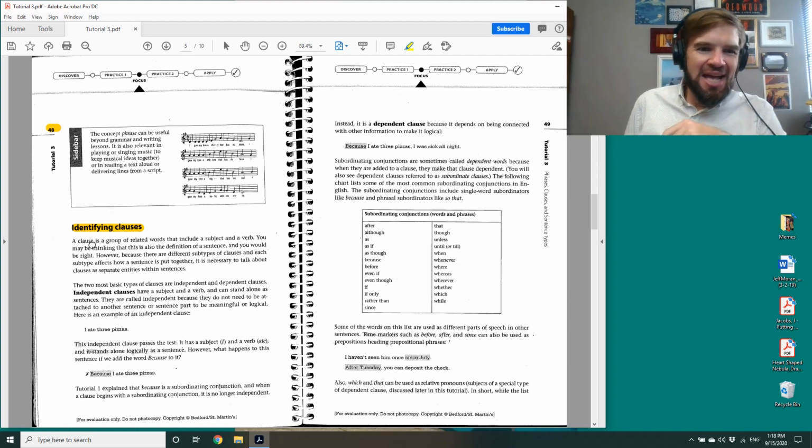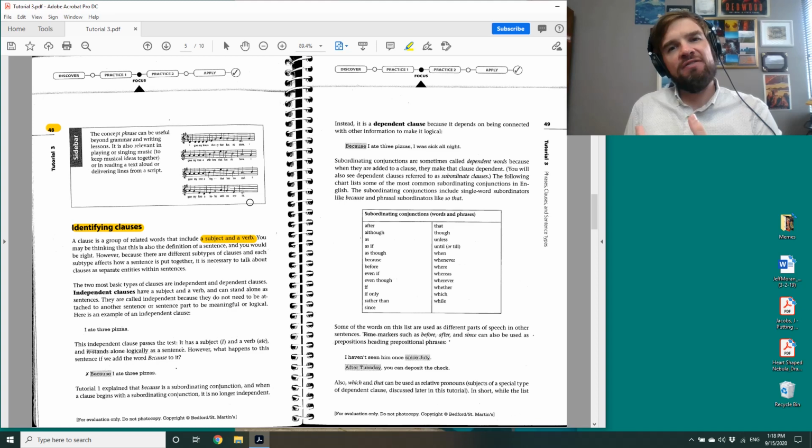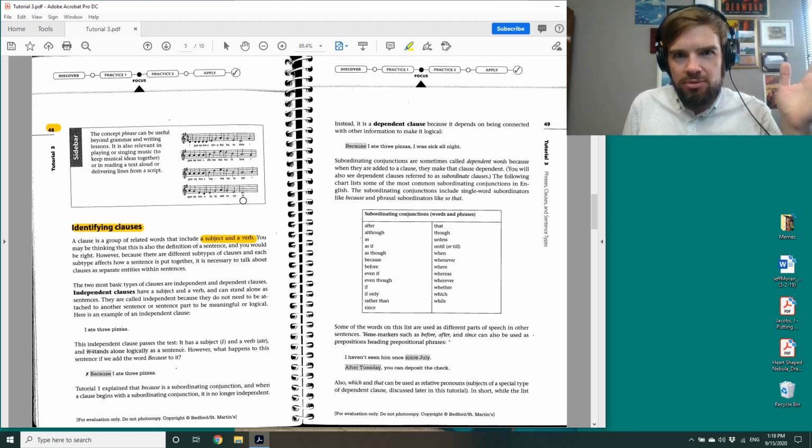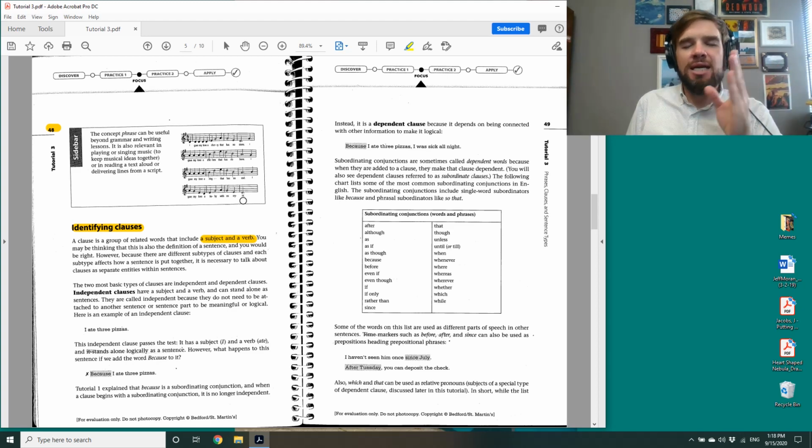So a clause is a group of related words that include a subject and a verb, and I can't say this enough. Again, you probably already know this, but if you don't, I'll say it 100 times if we need to. A clause is a subject and a verb. Notice that that's very, very different than a phrase. A prepositional phrase is a preposition and a noun. You don't even need a verb, right? So remember, clauses gotta have a subject, noun phrase, gotta have a verb, verb phrase.